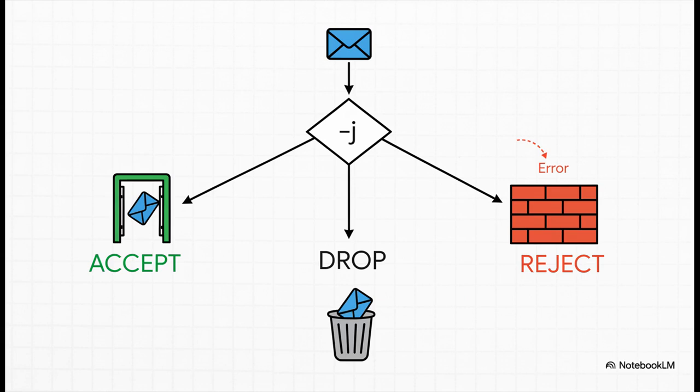What do we do with it? That's where the J or jump flag comes in. This tells the firewall what action to take. Accept just lets it through. Drop silently throws it away. The sender has no idea it was even blocked. It's like ghosting them. Reject, on the other hand, blocks the packet but sends a little denied message back, which can be really useful for debugging.